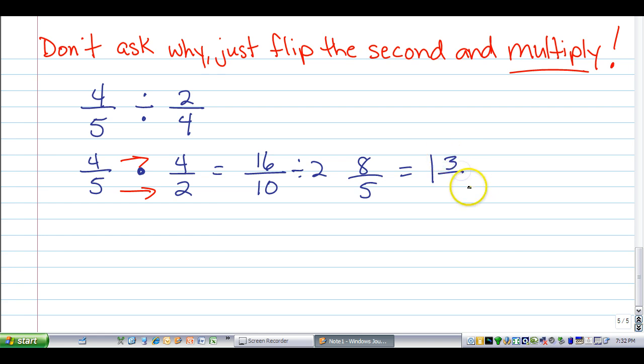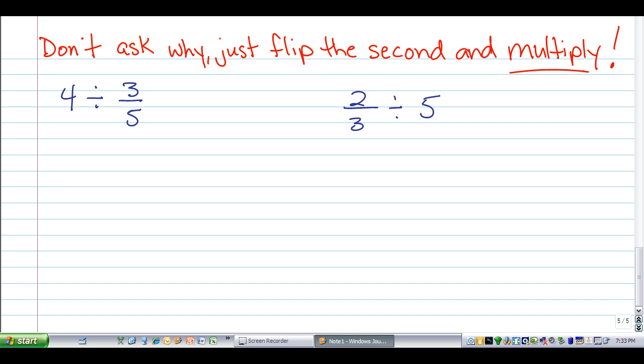3. And the denominator stays the same. So our final answer to 4/5 divided by 2/4 is 1 3/5. Alright, I'm going to give you one to do by yourself.